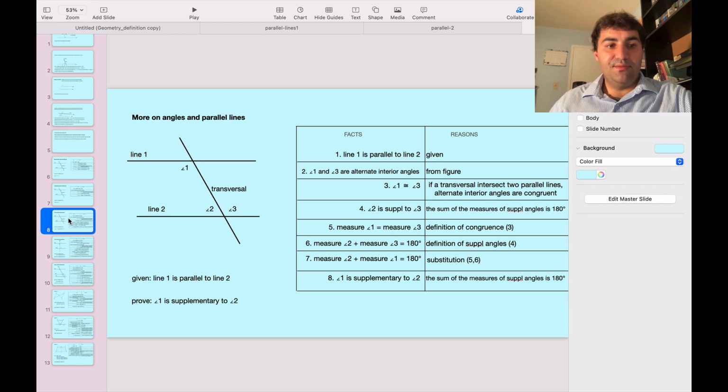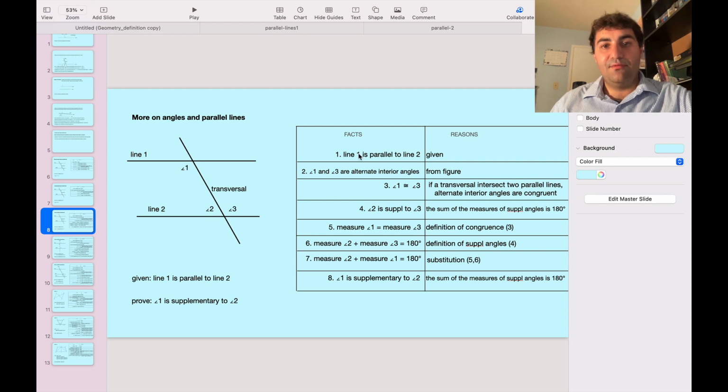Okay, so let's do some more on angles and parallel lines. Here we have line 1 is parallel to line 2, right? And we want to prove that angle 1 is supplementary to angle 2. So angle 1 and angle 2 are not corresponding angles because they're both in the interior region, right? Remember, corresponding angles are both on the same side of the transversal, like these two angles are, but one has to be in the exterior region and one's in the interior region, right?